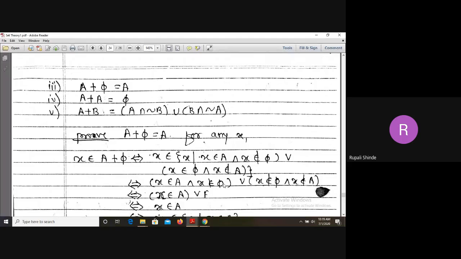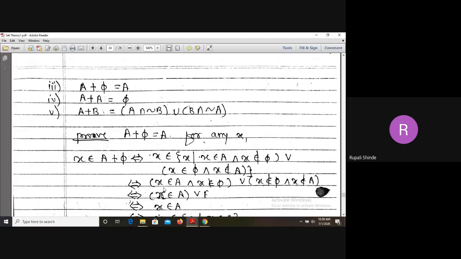That we have written here. And second, or X belongs to phi and X does not belong to A. So here there should be X belongs to phi. By mistake I have written here X does not belong to phi, but that is incorrect. X belongs to phi is correct. X belongs to phi and X does not belong to A. Is there any element which belongs to phi and does not belong to A? No, there will not be any element which belongs to phi because phi is an empty set. That's why the value for this bracket is F.